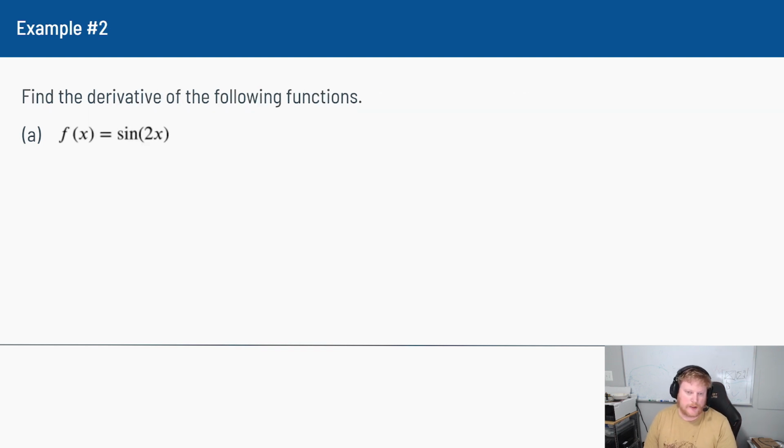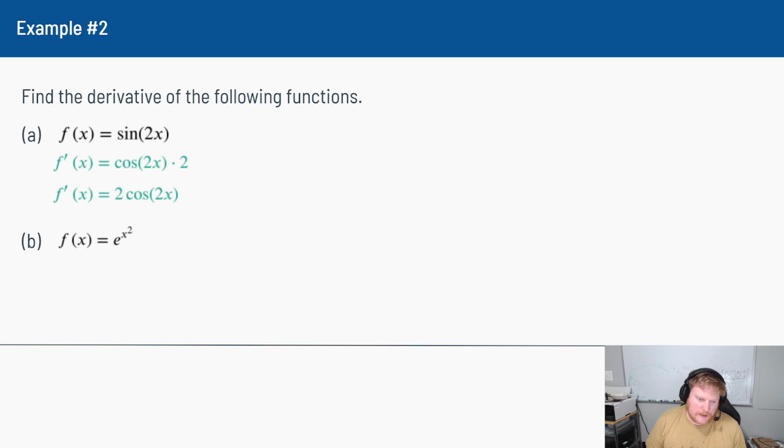So let's take a look at another example. Sine of 2x, and I want to find the derivative. So the derivative of the outer function is cosine. Notice that what's inside of the outer function didn't change. So I still have the cosine of 2x times the derivative of what's inside. What's inside is 2x, the derivative of which is 2. And then this is just cleaning things up.